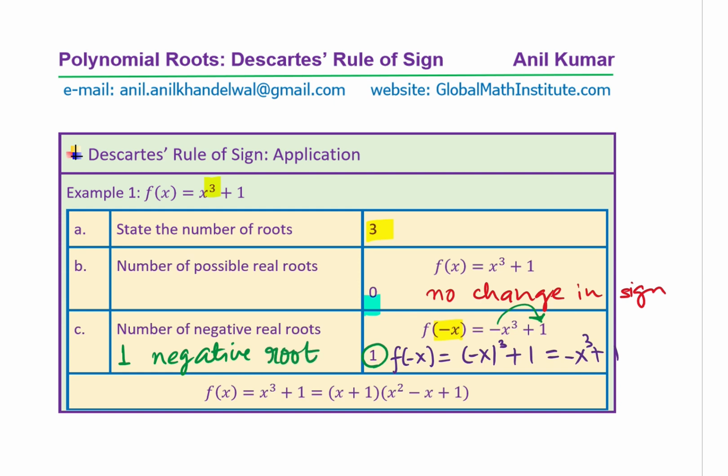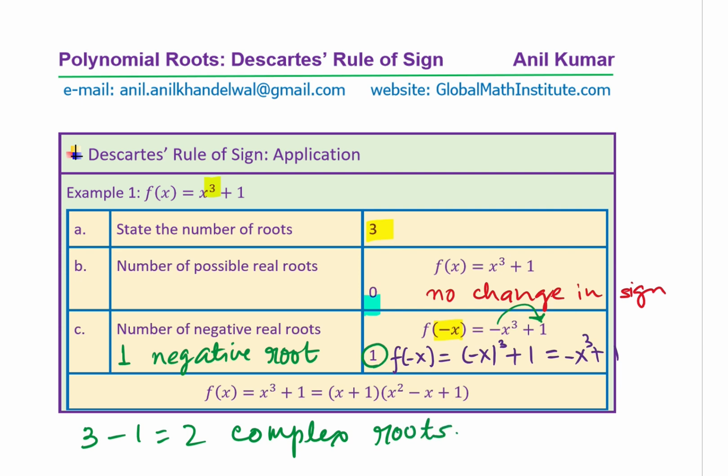So when I write negative root, it means a real root. We're talking about real roots now. The remaining will be complex roots, correct? So from here, clearly, we know that there is no positive root, but there's one negative root. So how many complex roots? So that means we have 3 minus 1, which is 2 complex roots.